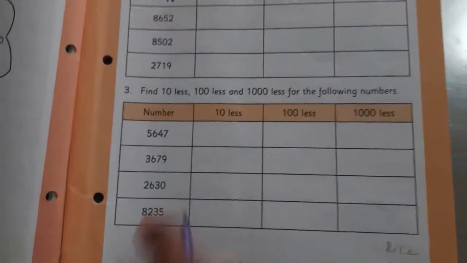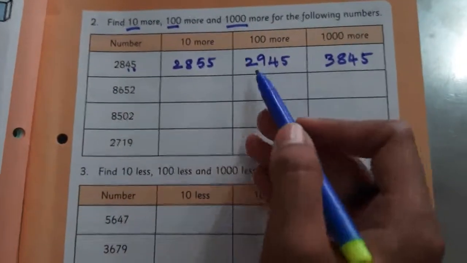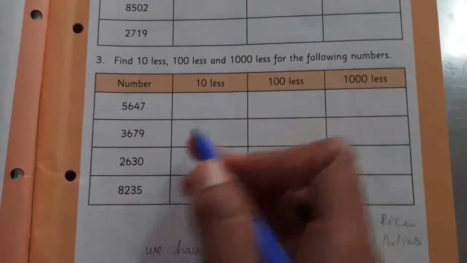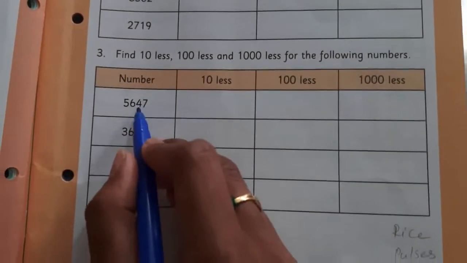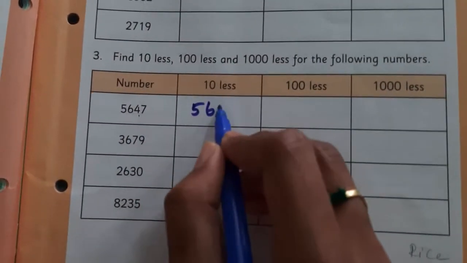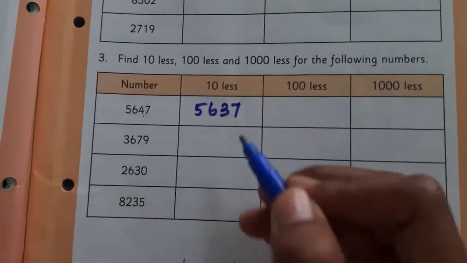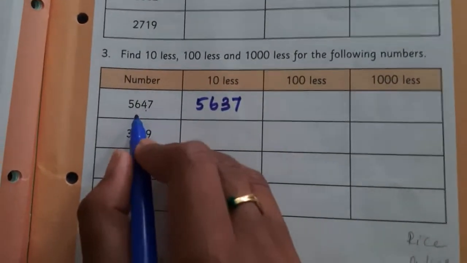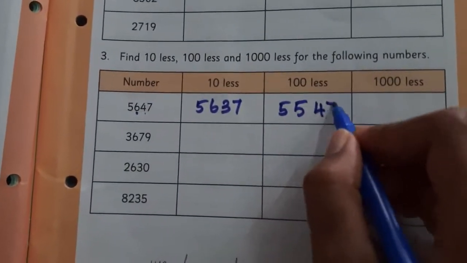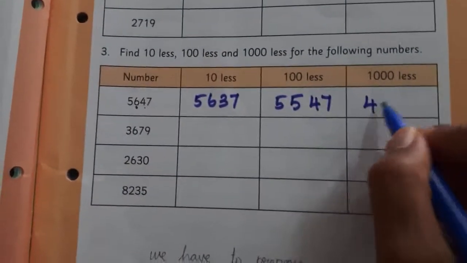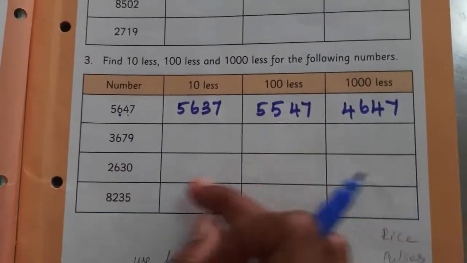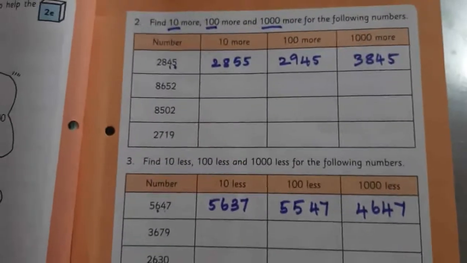Okay, next one. So this is 10 more, where you increase, but in the third question you have to decrease. So 10 less: you have to reduce 10 in the tens place. So already it is 4, so 5,637. Okay, again 100 less: you reduce the hundreds place, so 5,547. 1,000 less, 4,647. Like that you have to write the answers for the remaining questions. Okay, do you have any doubt in the home fun?